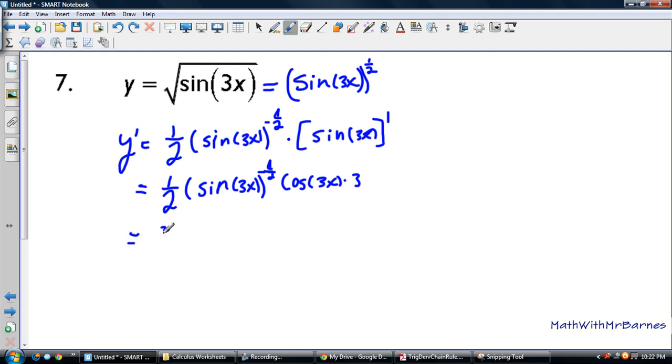So I get 3 over 2 sine 3x all to the negative 1 over 2 times cos 3x. And there it is. And again, if you don't like that negative half, drop it to the denominator. I'm not going to do it this time because I actually prefer it that way, but that's just my preference.